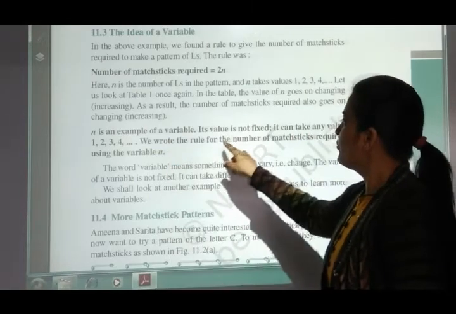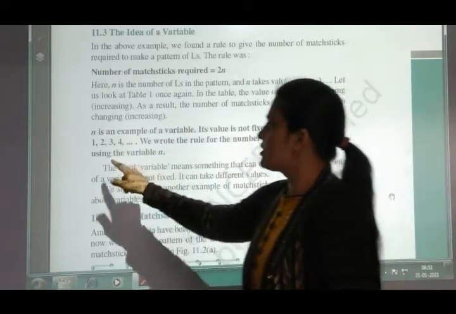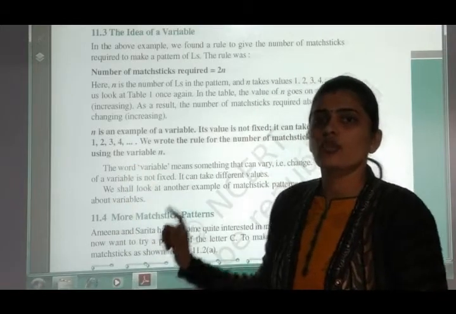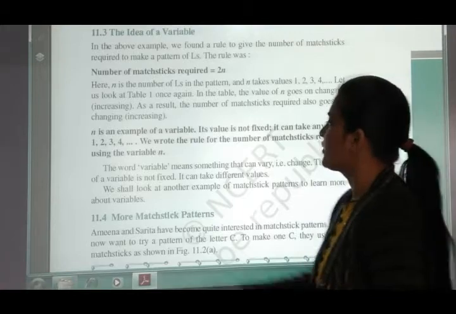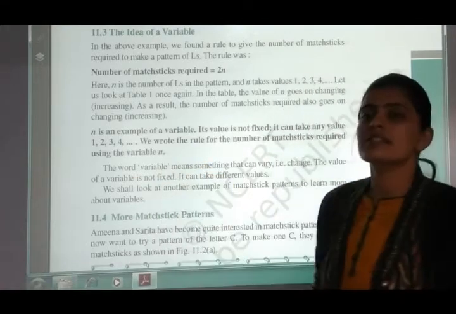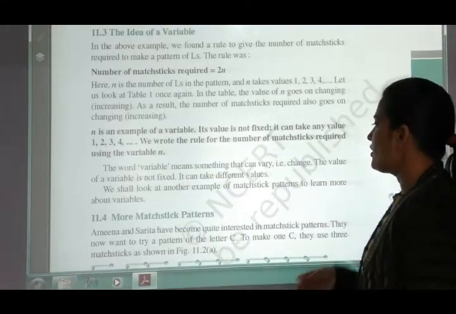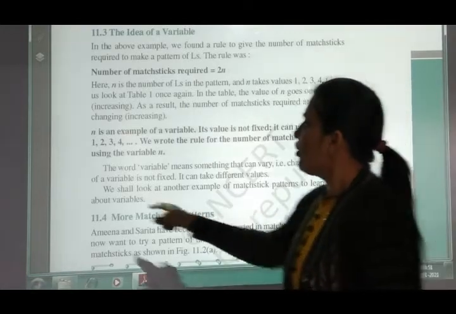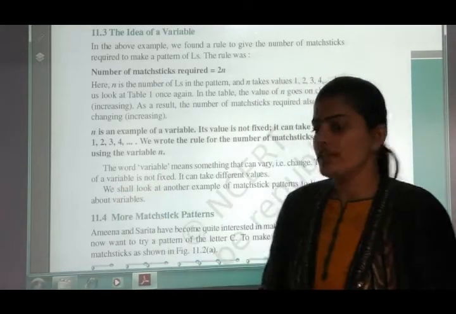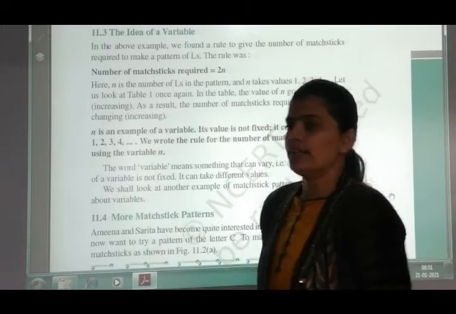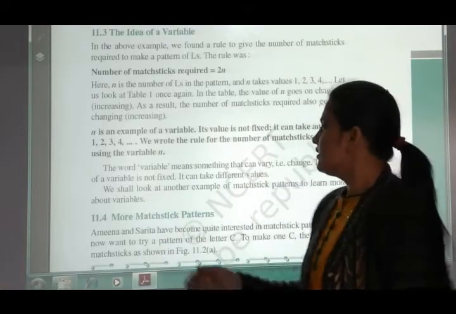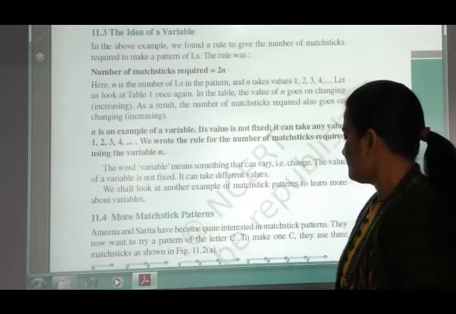So we wrote the rule for the number of matchsticks required using the variable n. So n over here, which is not fixed, is what? A variable. The word variable means something that varies or changes. The value of a variable is not fixed. It can take different values over here. Now let us see more matchstick patterns.